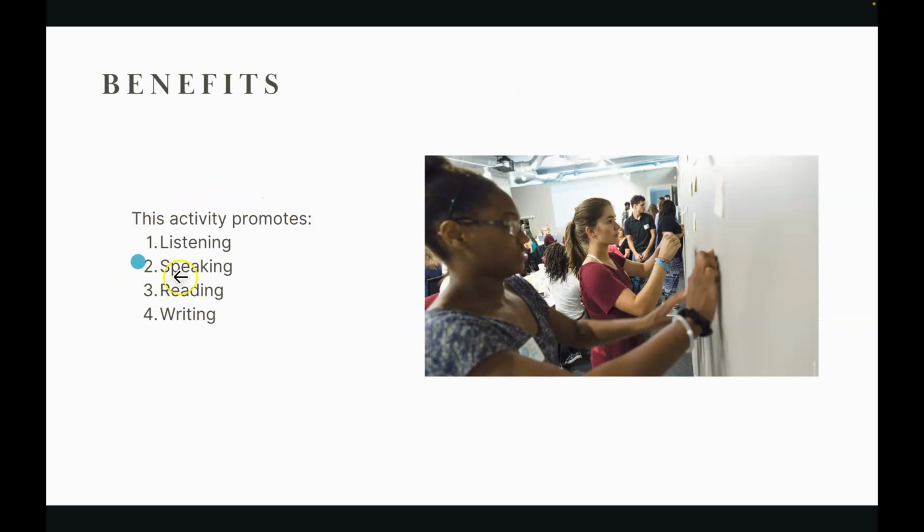The benefits of this is it promotes listening, speaking, reading, and writing. You have to listen during the discussion. And maybe while they're going around, they may be discussing as they're writing. Speaking, obviously, they're talking with their partners or in the whole class discussion. Reading, they have to go through and read each sentence stem, or if you put a text up, they have to read that. And then the last one, writing, they have to actually write their sentence stem. So it really includes all 4 of these.